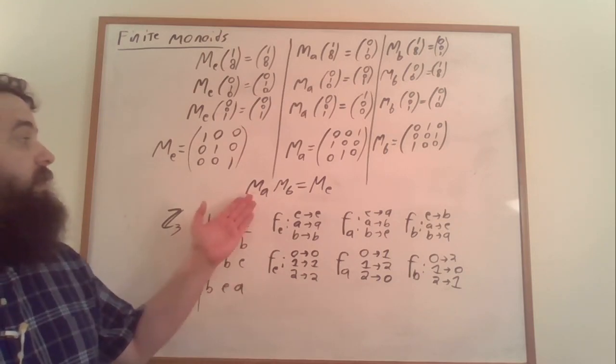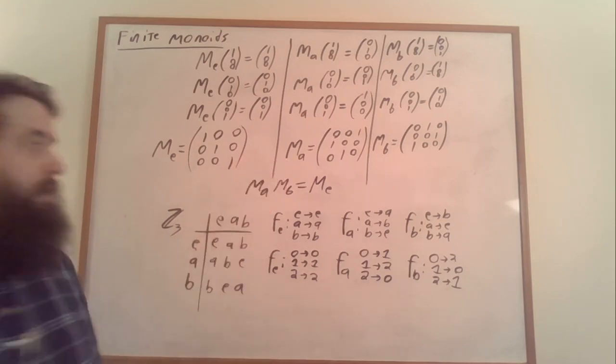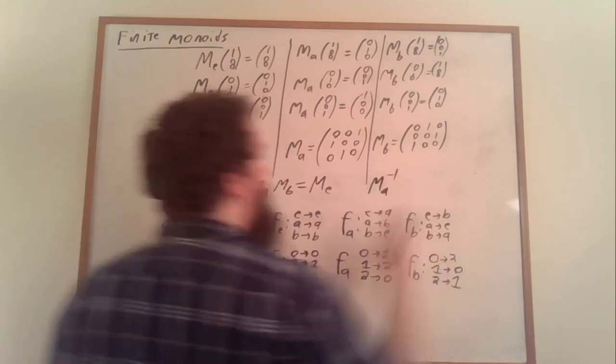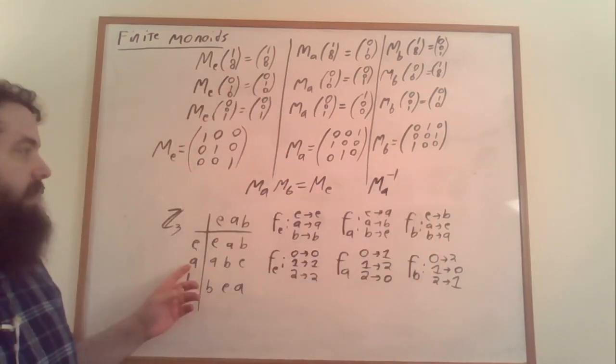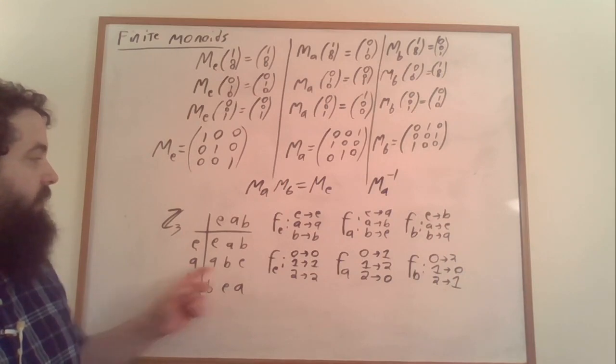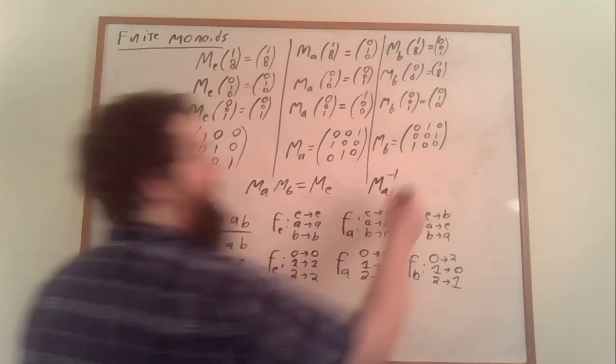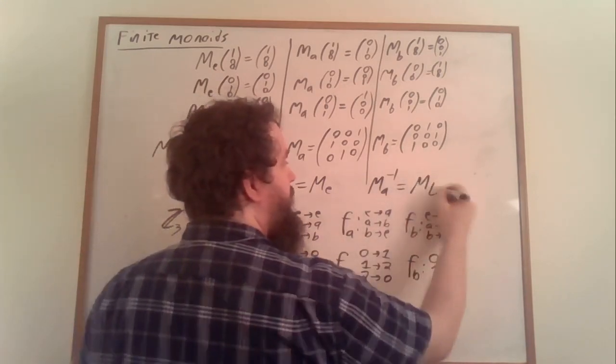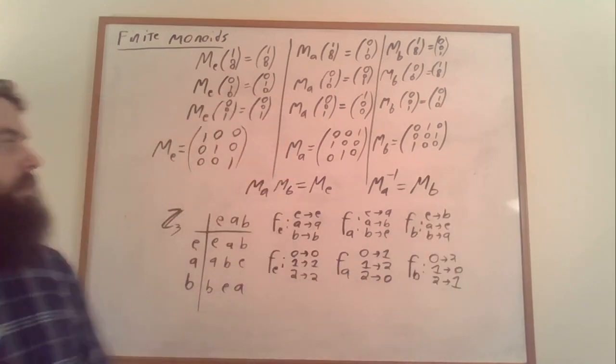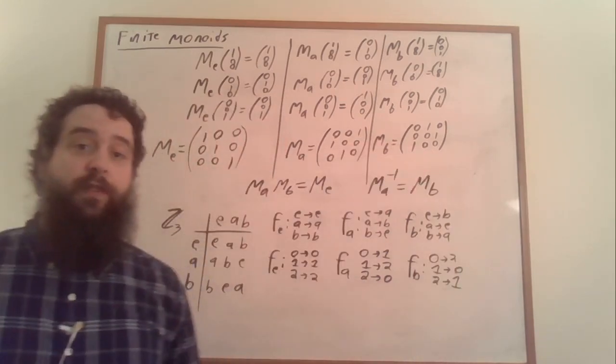Similarly, if we wanted to invert a matrix like m sub a, we would simply have to figure out what is the inverse of a. The inverse of a is b, and so this is going to be m sub b. These 2 matrices are inverses of each other.